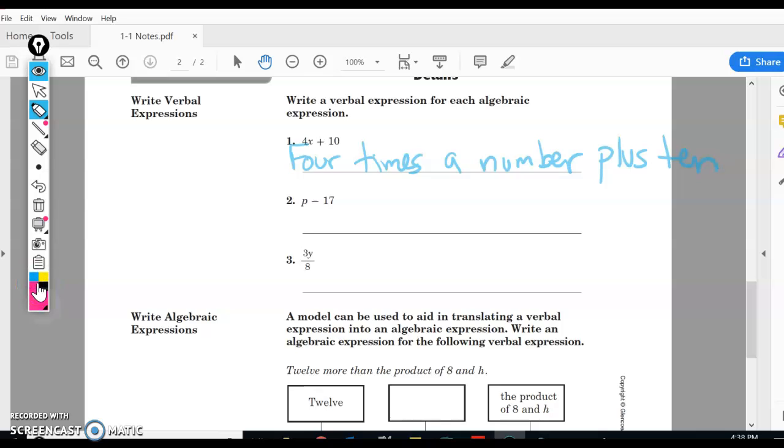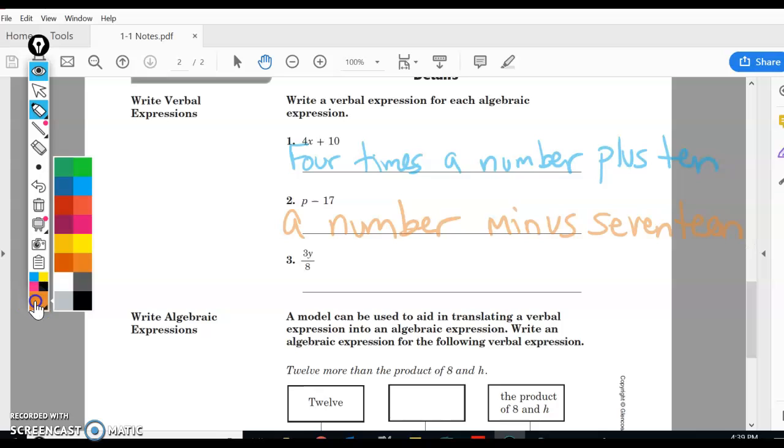Next one. p minus 17. You could say a number, or a quantity instead of a number, minus 17. Make sure you spell it correctly. You could say 17 less than a number, or the difference between a number and 17. A lot of different ways.